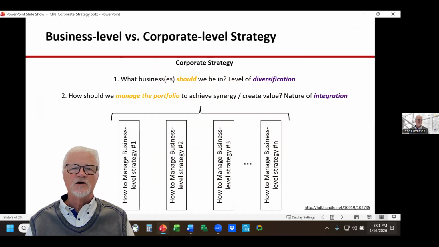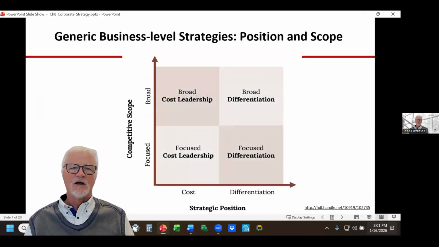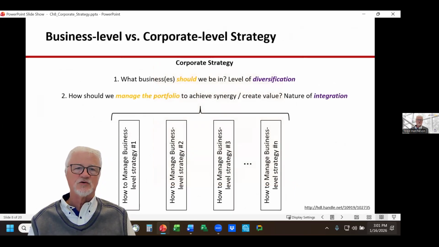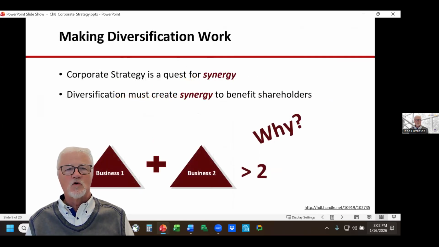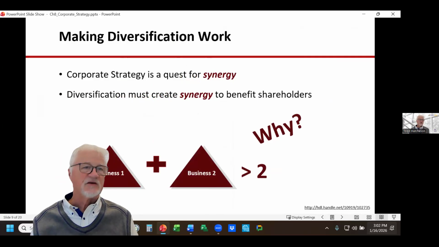Corporate strategy, though, we're talking more about what businesses should we be in, not what strategies should each business select, but truly which businesses should we be in. And then how do we manage that portfolio? What strategy are we selecting to manage all of our businesses to create synergy and value? What integration strategies are we going to take? Corporate strategy, diversification is one of the main ones we're going to talk about.